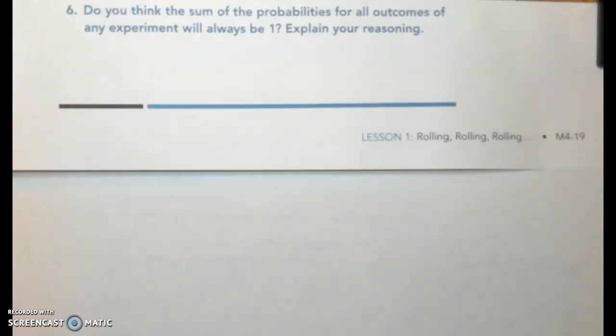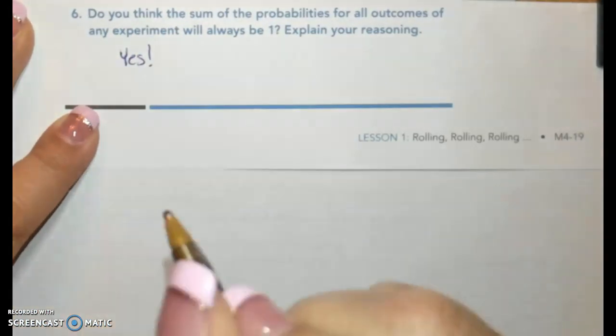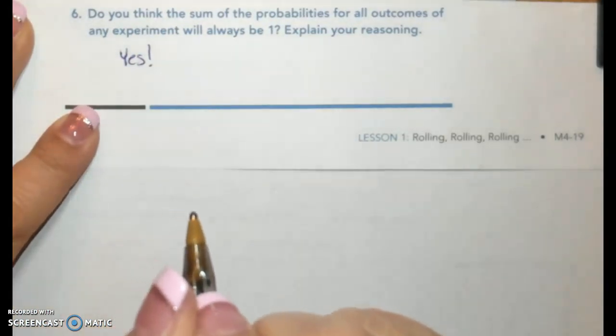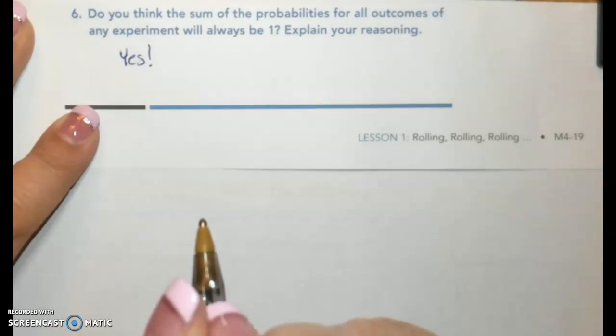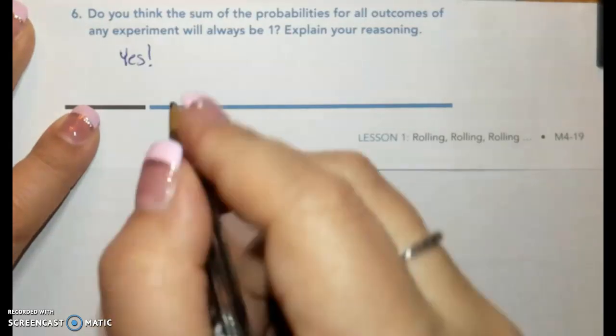Okay, we're going to skip down to question number 6, which asks, do you think the sum of the probabilities for all outcomes of any experiment will always be 1? Explain your reasoning. I'm going to give you just a second to think about that. And hopefully you answered yes. Okay, all of the outcomes together will make up 100% of the possibilities. So the probability of the sum should always equal 1.